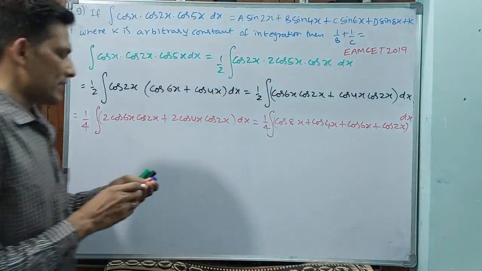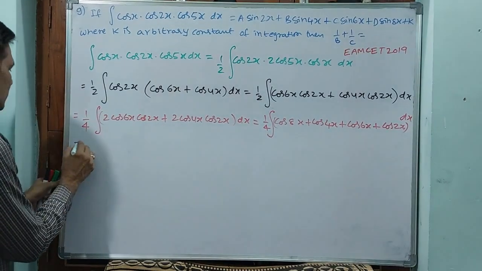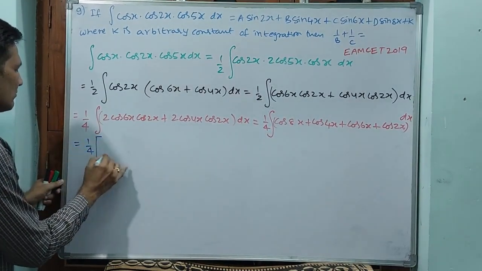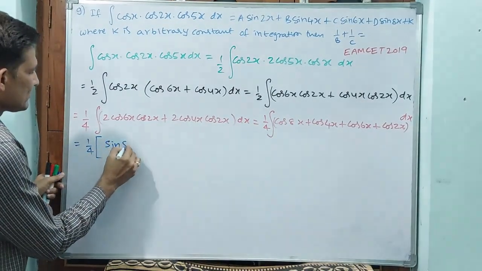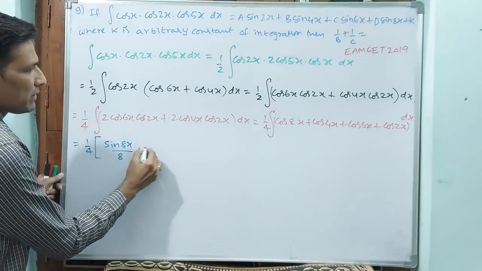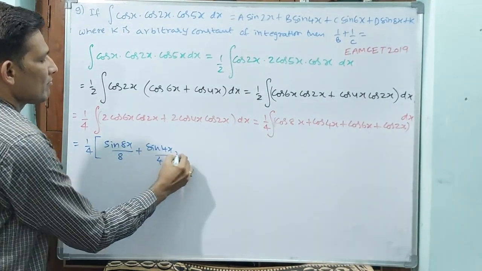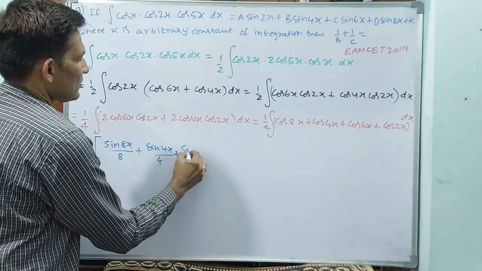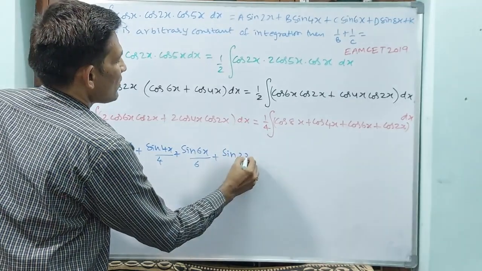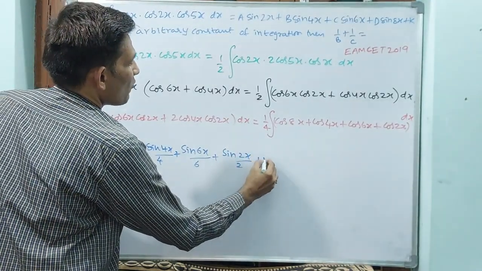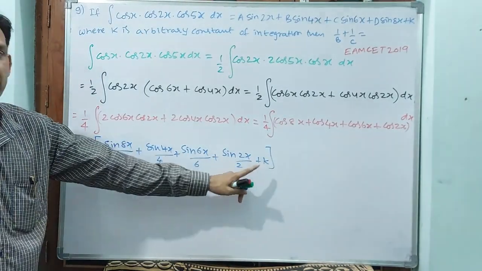Okay, dx we have not yet made. Now you make integration, that is equal to 1 by 4. Cos 8x means sin 8x by 8 plus sin 4x by 4 plus sin 6x by 6 plus sin 2x by 2. Now plus k you keep. Why? Because now no integration, that is why you have to add constant k.